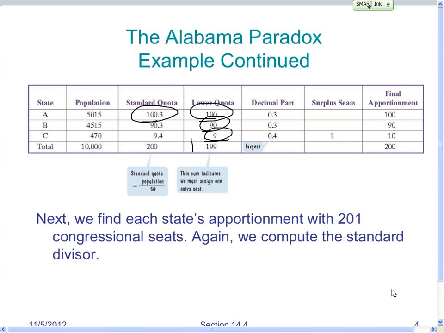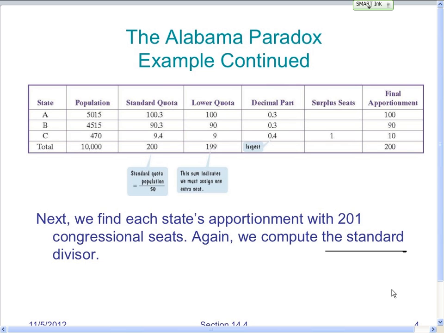If you add those up, it adds up to 199, which gives us 1 extra seat that has to be given to somebody. With Hamilton's method, you give the extra to the highest decimal part. So the highest decimal part is state C, which is 0.4. They get the extra seat. So the final apportionment, 100 seats for A, 90 for B, and 10 for C. That's with 200 seats. We're going to repeat the process with 201 seats.